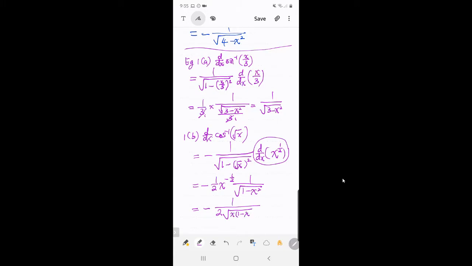Yes? Sorry to interrupt. For 1A, shouldn't it be 9 minus x squared? Oh, 9. Yes, it should be 9.